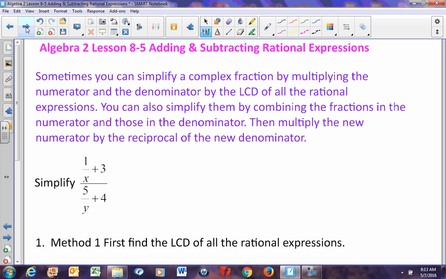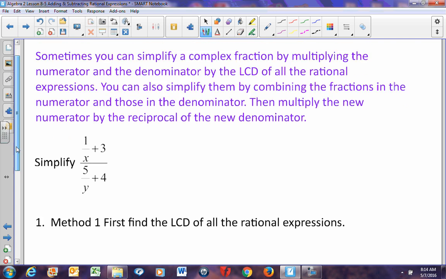All right. Now, complex fractions. There are two ways to simplify complex fractions. You can multiply the numerator and the denominator by the least common denominator of the rational expression, or you can simplify them by just taking care of the top part of the fraction and finding its common denominator, taking care of the bottom part of the fraction and finding its common denominator, and then multiplying that by the reciprocal.